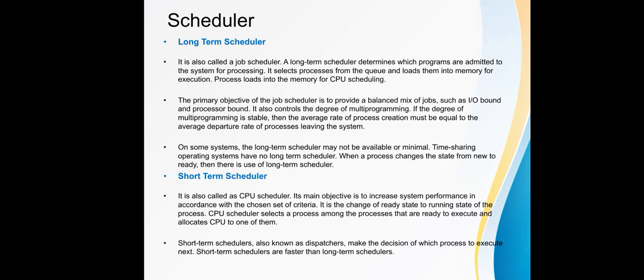So limited states have to be performed in a short term scheduler. So short term schedulers are better than the long term scheduler, and many multi programming operating systems prefer the short term scheduler. For example, the Windows operating system, Linux operating system, etc.